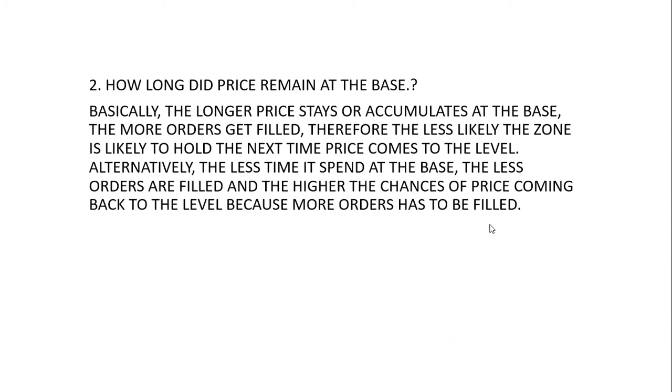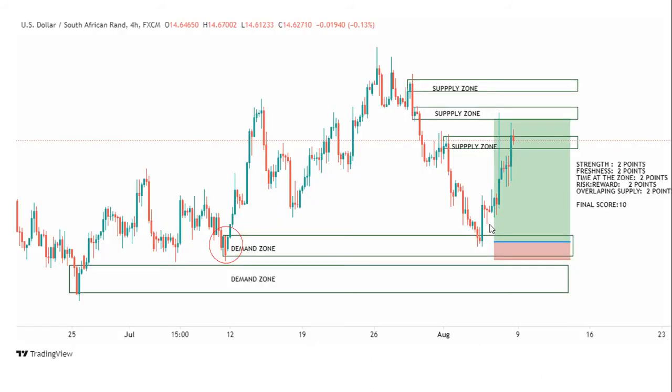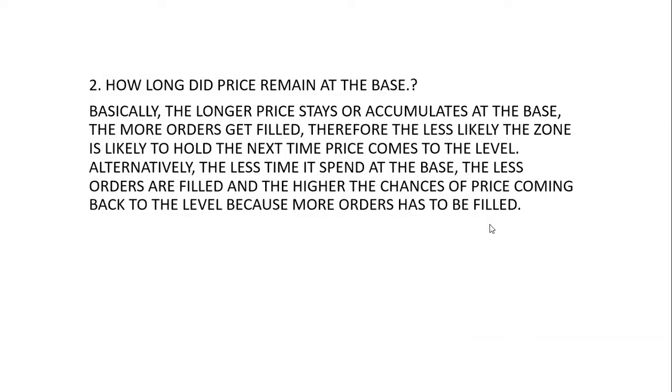That's the first question you have to ask yourself: how did price leave the level, and how do you identify those levels? You want to look for 2 to 3 big candles, which are called ERCs, extended range candles. The second question is, how long did price remain at that level, at the base? After price came to that level and left, how long did it stay there?